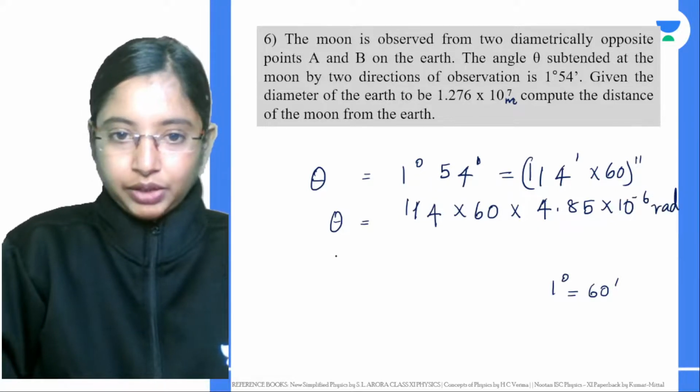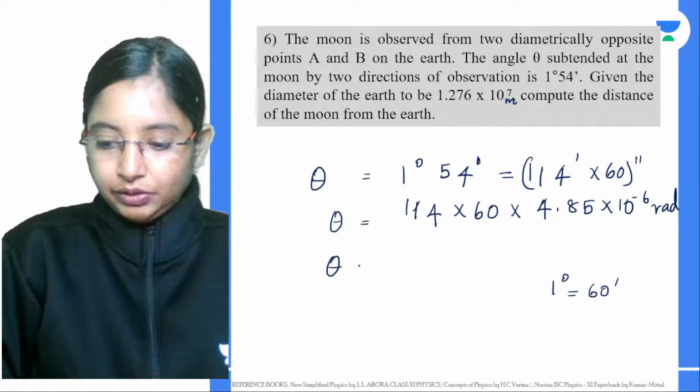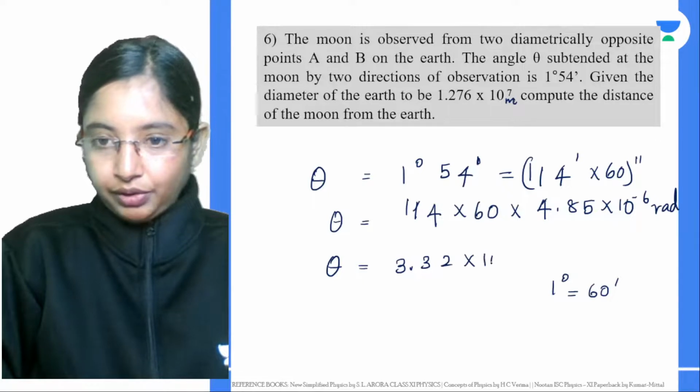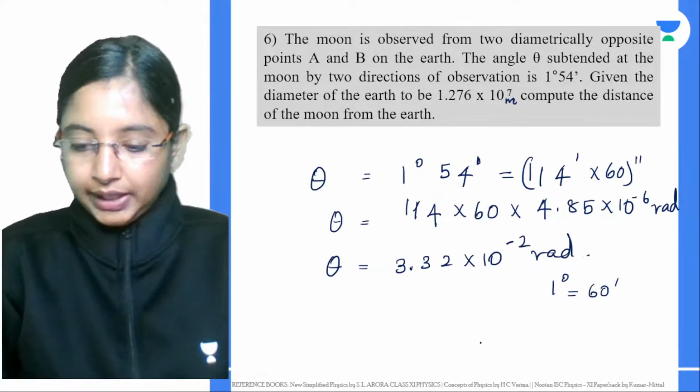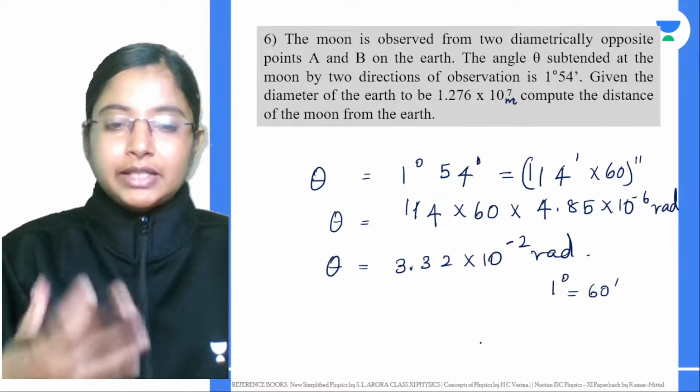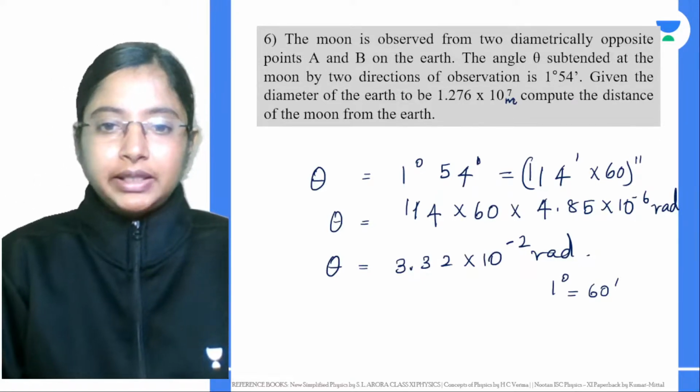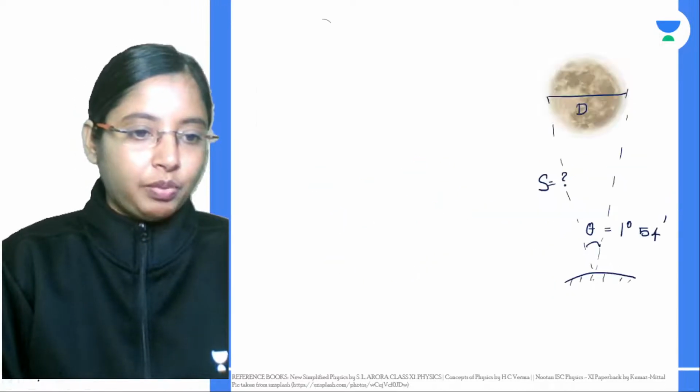From here, you can get the theta, right? You can get the answer theta to be 3.32 into 10 to the power of minus 2 radian, right? Now, in this case, if you want to find the distance, you cannot use this formula that we learned.